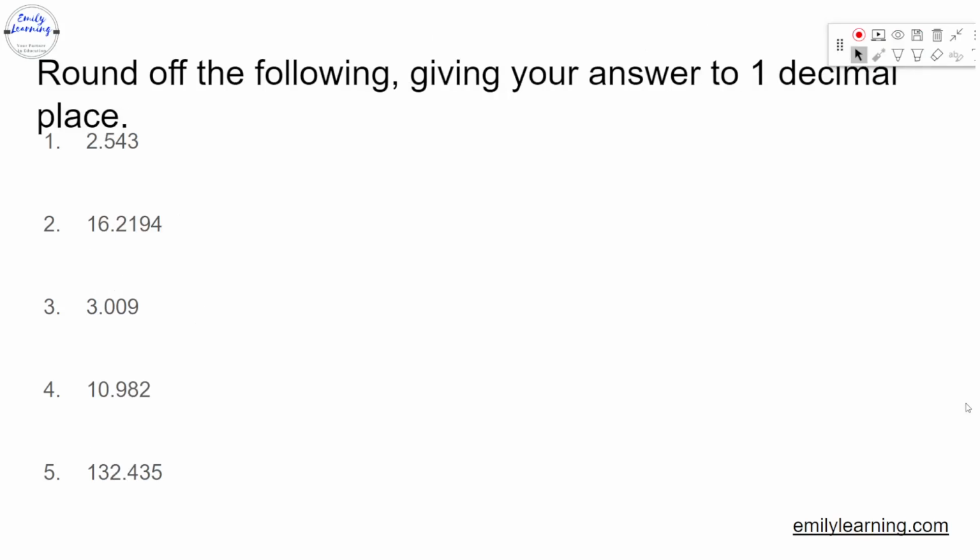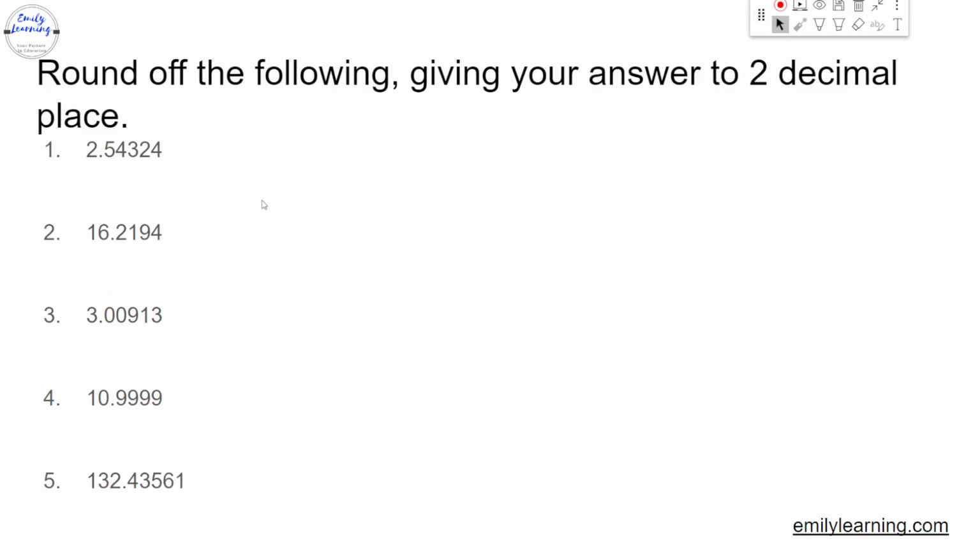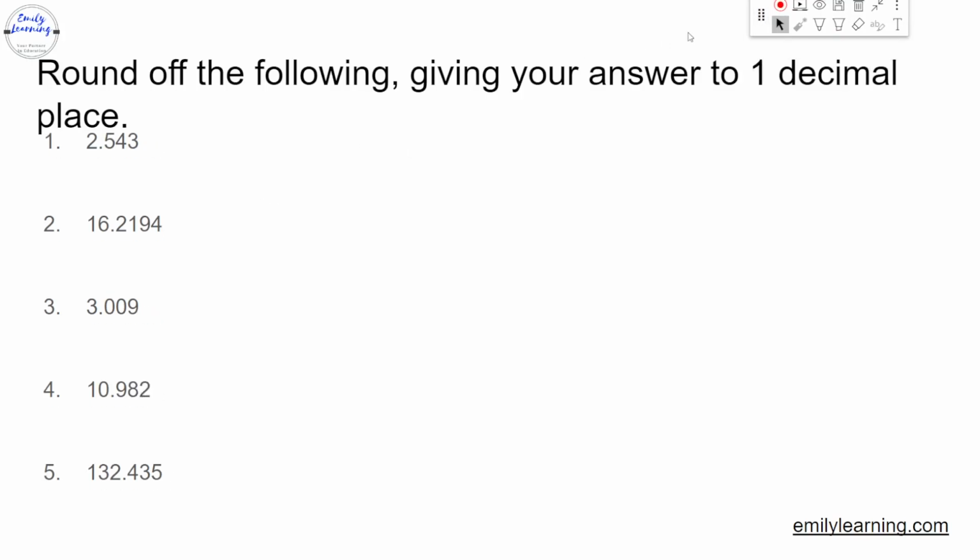So next, let's look at rounding off the following to the nearest 1 decimal place. Okay, so we want to round off to 1 decimal place. To determine whether we round up or round down, we will need to look at the 2nd decimal place to determine whether this number remains or we increase it by 1.